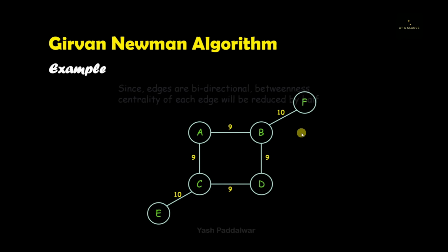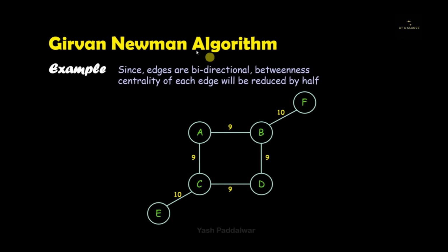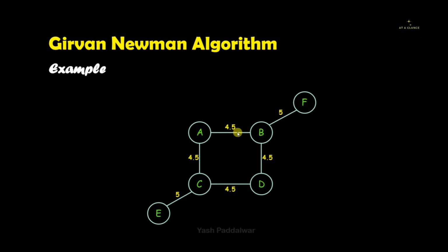Now one thing you need to note is that since all the edges here are bidirectional, the betweenness centrality of every single edge will be reduced by half. We'll have to divide it by 2. So 9 by 2 is 4.5 and 10 by 2 is 5. So we'll now write the new values again for this particular graph. You can see that now the graph will look something like this. The edge weights are reduced by half.